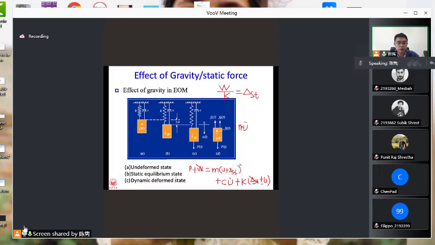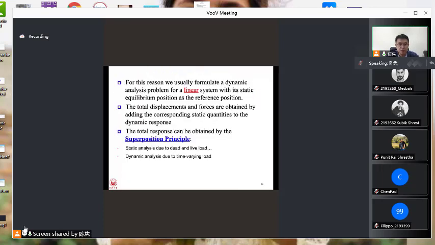This is a very useful idea. If you choose a proper reference position, you can cancel that. You don't need to worry about the static force or the gravity force in the equation of motion. You can cancel that, so it will make the problem easier. For this reason, we usually perform a dynamic analysis for a linear system with the static equilibrium position as the reference position.